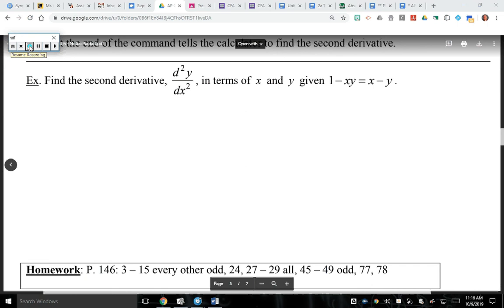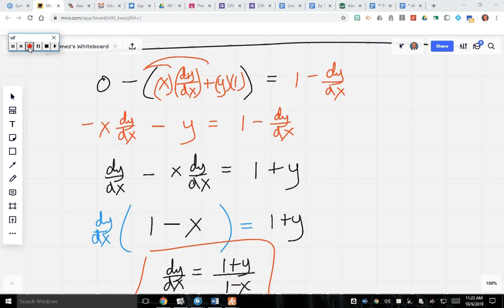Your next problem, we have like 2 more problems. Find the second derivative of that. Again, the warning is only in terms of x and y. 6 minutes. So recording again.